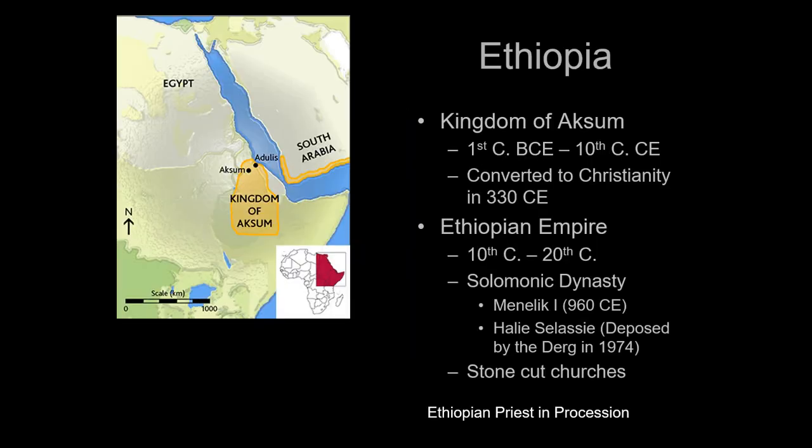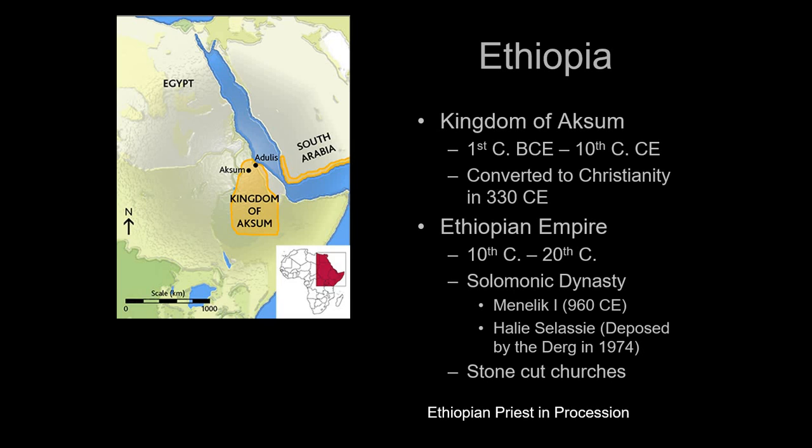And so you have this very powerful pre-Christian kingdom called the Kingdom of Aksum, down there from the 1st century to the 10th century, but you have them convert to Christianity in 330, and this eventually leads to the Ethiopian Empire. The Ethiopian Empire claims descent then from Solomon. They claim that the Queen of Sheba, who comes from a southern country, who goes up to visit King Solomon, was in fact from Ethiopia.